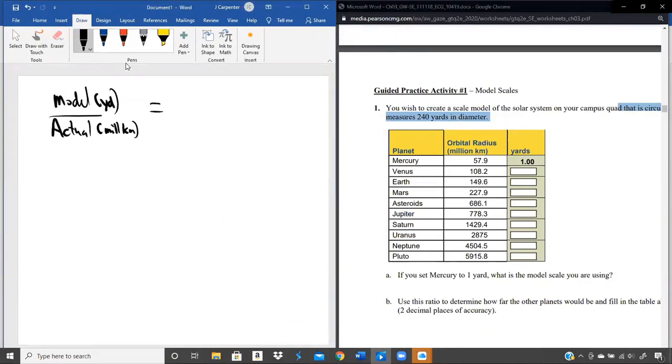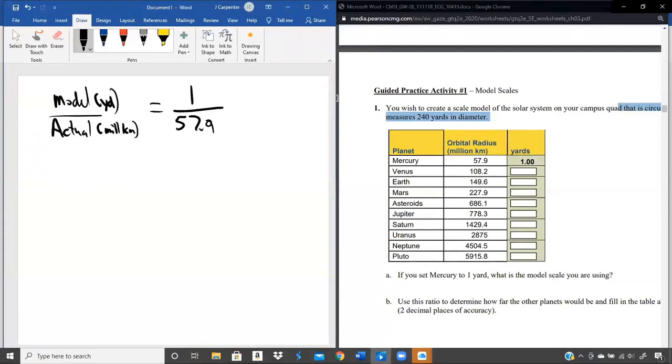All right, so these are the words, and then we just use up the numbers. Well, for the model, we said it was going to be 1 yard. So where does that go? That goes in the top. So the 1 yard goes in the top because that's what we decided the model distance should be, and we're hoping that everything's just going to fit in this 240 yards. All right, well, what was the actual distance to the sun? The actual orbital radius, same thing, 57.9 millions of kilometers.